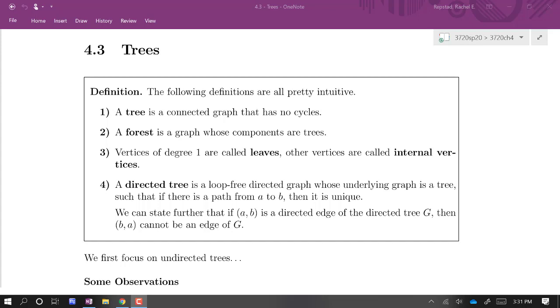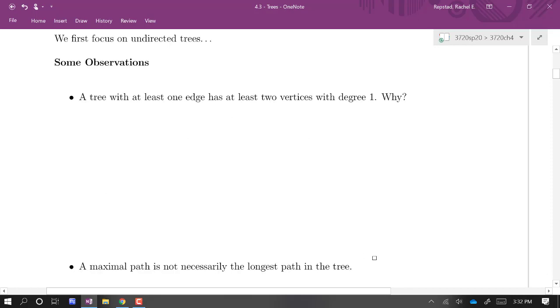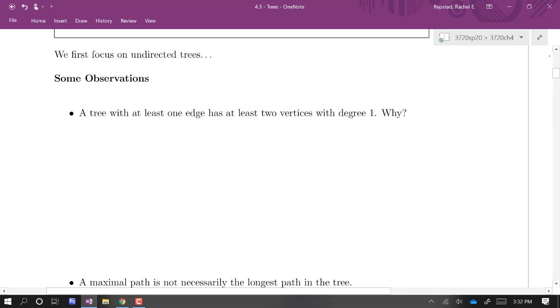Such that if there is a path from A to B, then it is unique. And if it has no loops, certainly if AB is a directed edge of a directed tree, then BA cannot be a directed edge of the graph. So I'm just going to make a couple of observations. One, that a tree with at least one edge has at least two vertices with degree 1. And so we're going to figure out why this is.